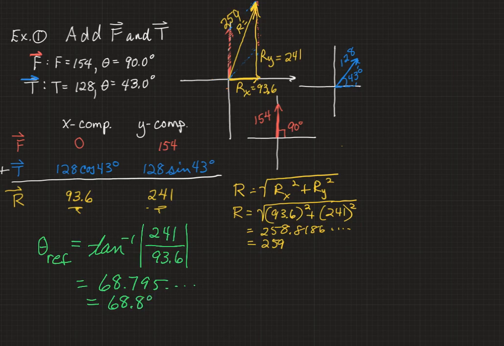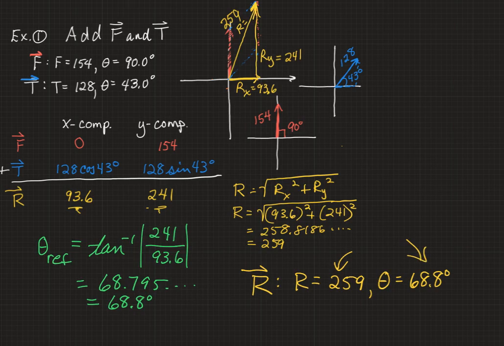So our final answer for the resultant vector of the addition of vector f and vector t is r such that r equals 259, and the standard angle is 68.8 degrees. We have a magnitude, we have a direction from the x-axis counterclockwise. We're done. We found our vector.